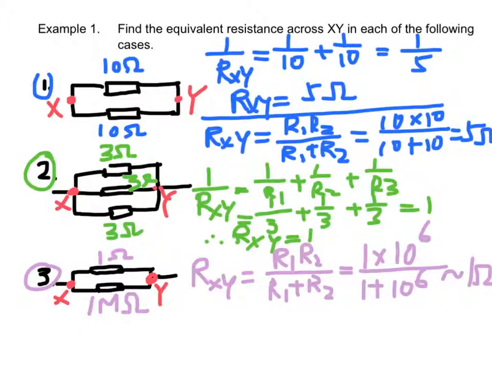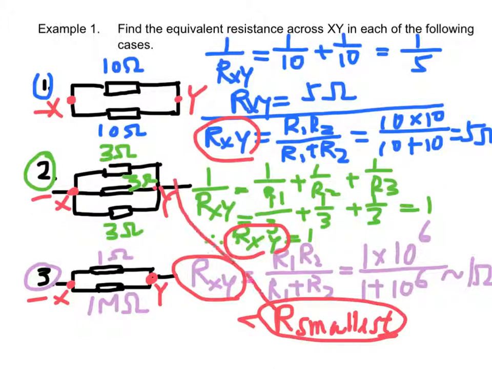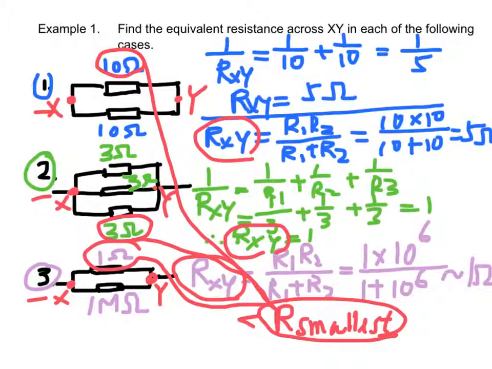From these cases, we notice that for resistors connected in parallel, the equivalent resistance must be smaller than the smallest resistance of the circuit. For case 1, the smallest resistance is 10 ohms. For case 2, the smallest resistance is 3 ohms. And for case 3, the smallest resistance is 1 ohm.